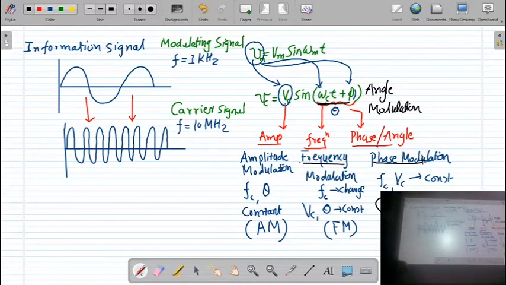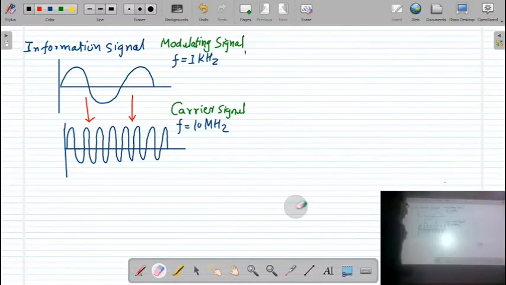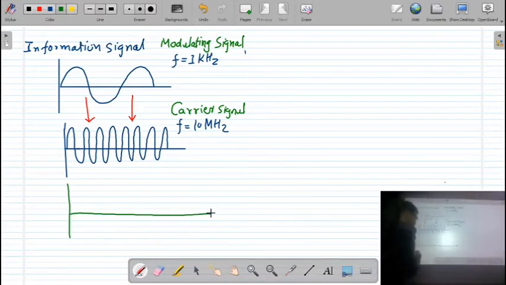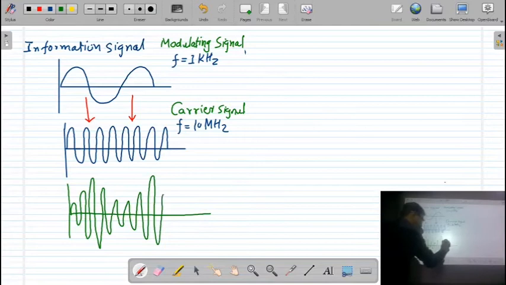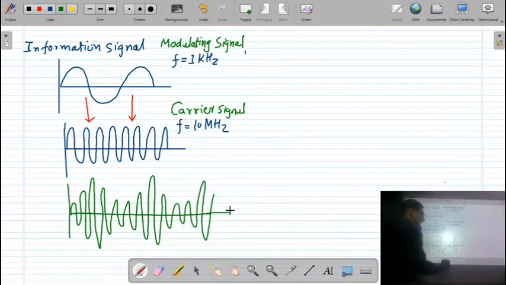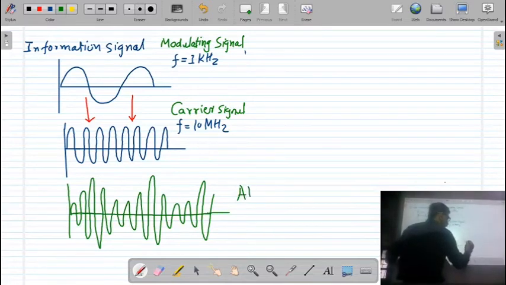Now let us see what amplitude modulation is and how this lower frequency will be superposed on a carrier wave. After the superposition of this modulating signal on a carrier wave, the waveform will be like this. This is known as the amplitude modulated wave.